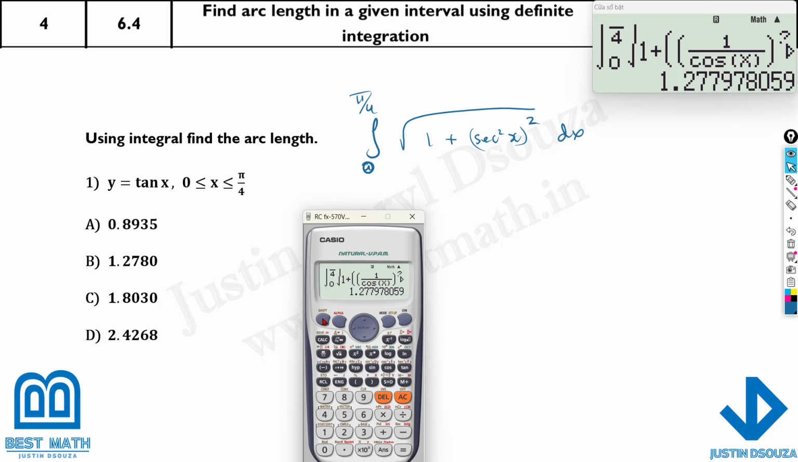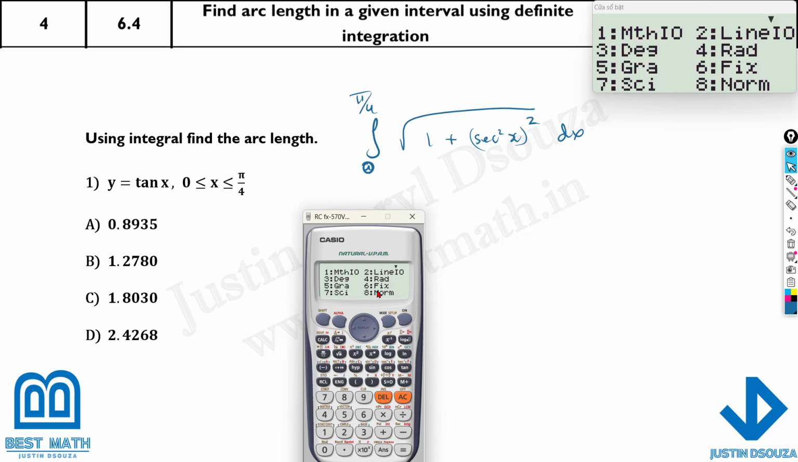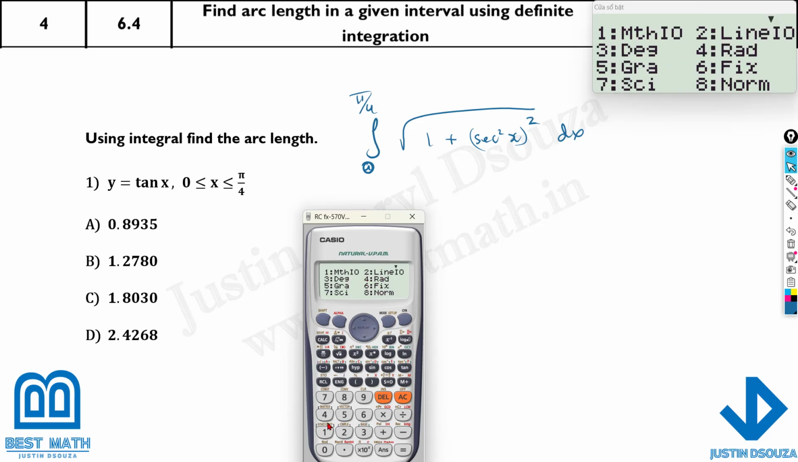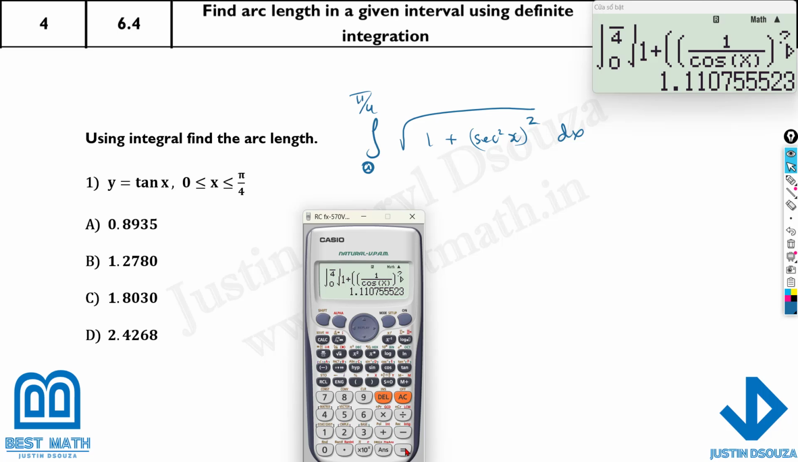Now if I have not put it in radian mode, shift mode, and let me put it back to degree mode, see the answer is different. So shift mode and 4 to radian whenever you have trigonometric functions, and the answer is 1.280. Okay, that's the thing. What about this one?